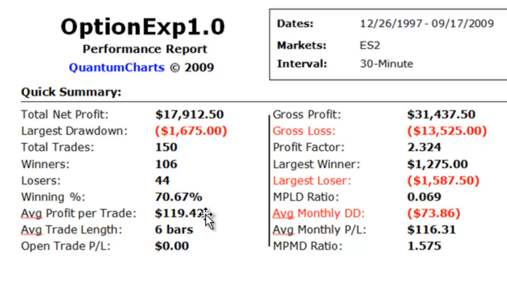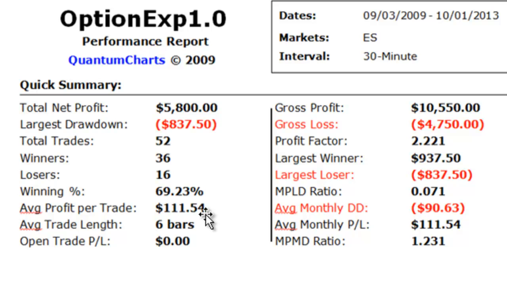Now, what happens when you test that same strategy from 2009 to 2013? So we're walk-forwarding. And I revealed this strategy, by the way, for the first time in 2009, so this is what has happened since I revealed it. When we first found it, the winning percentage was almost 70%, the profit factor was again above 2, at 2.22, the average profit per trade was $111, and the drawdown was only $837.50.